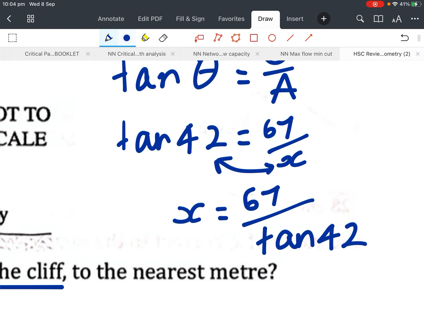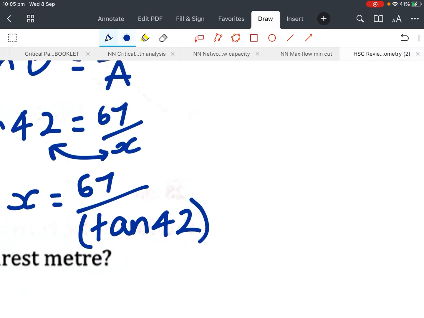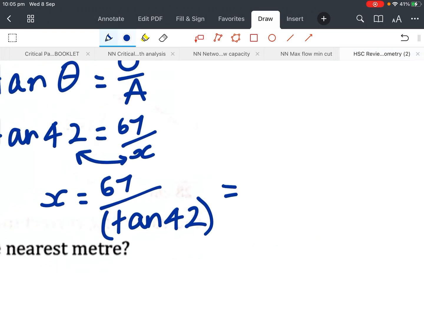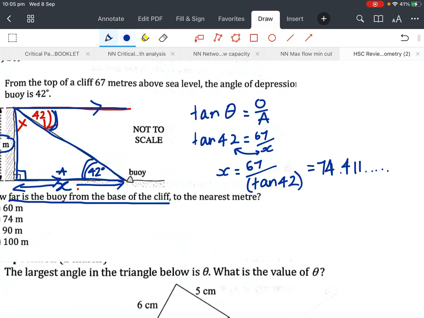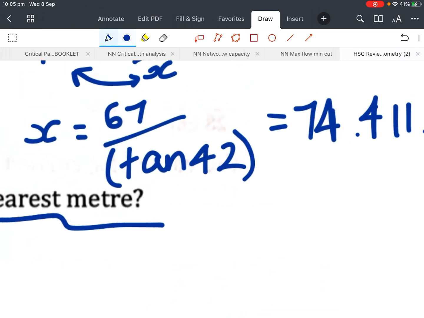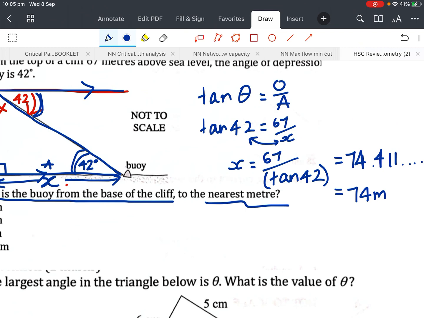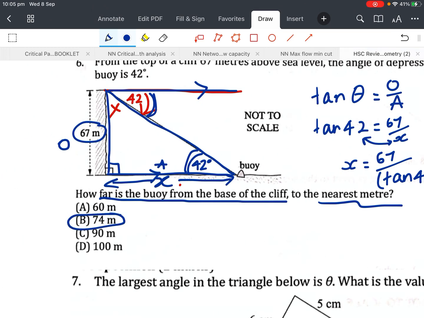67, fraction key or divided by tan 42. Now, if you've got a sharp and it's not working, can you remember to put the base like that in brackets? Press equals, and I get 74.41103849. I don't even like to write more than 2 decimal places or 3. This says to the nearest meter, so we need to round that to the nearest meter. 4 is telling me not to round up. So 74 meters should be my answer.